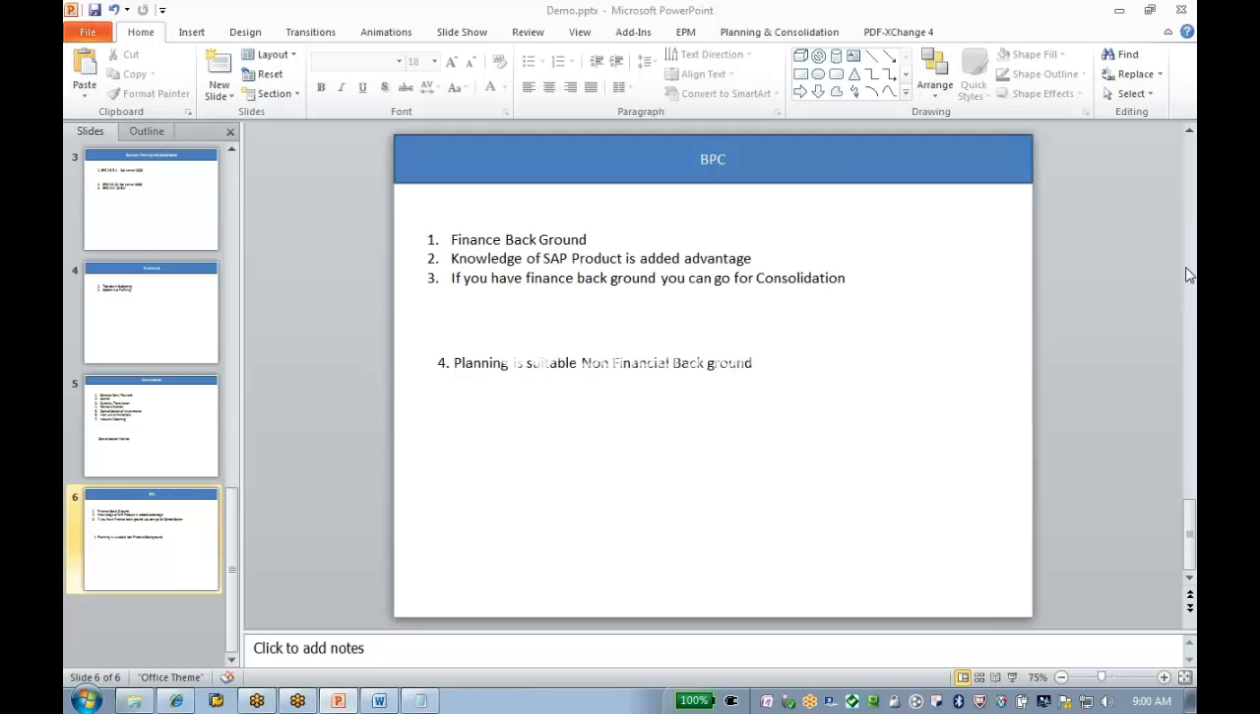Most of the companies have only one company code, one legal entity. So there is nothing called consolidation for them. Planning only. A lot of clients are like that, with only one legal entity. A single legal entity means there is no consolidation required. Yes, they can go for just planning. But for consolidation, the consultant gets a good rate. That's for sure.